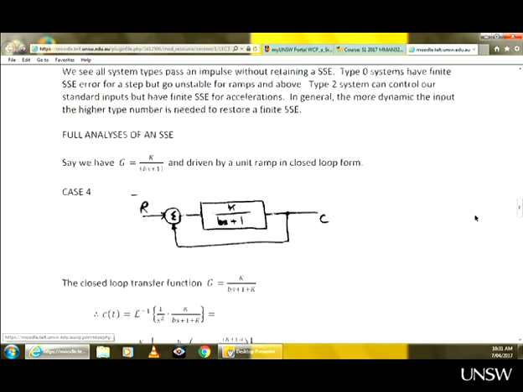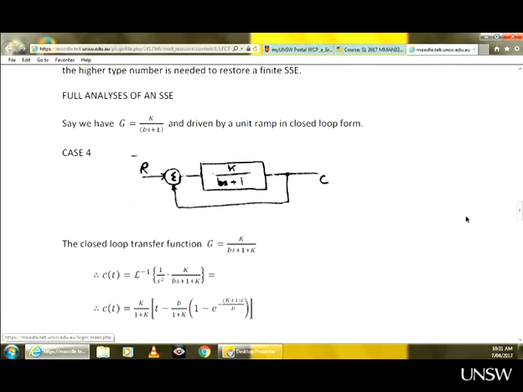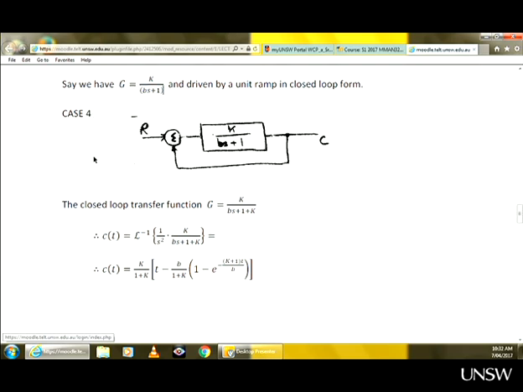Let's do a few more examples. So case 4, now we'll take a particular system. Instead of having those nth order and mth order polynomials, we are going to have real systems. So K over Bs plus 1. So let's see, case 4. First of all, if the open loop transfer function is K over Bs plus 1, let's find the closed loop transfer function. Closed loop, it will be G over 1 plus G, because here we have 1.